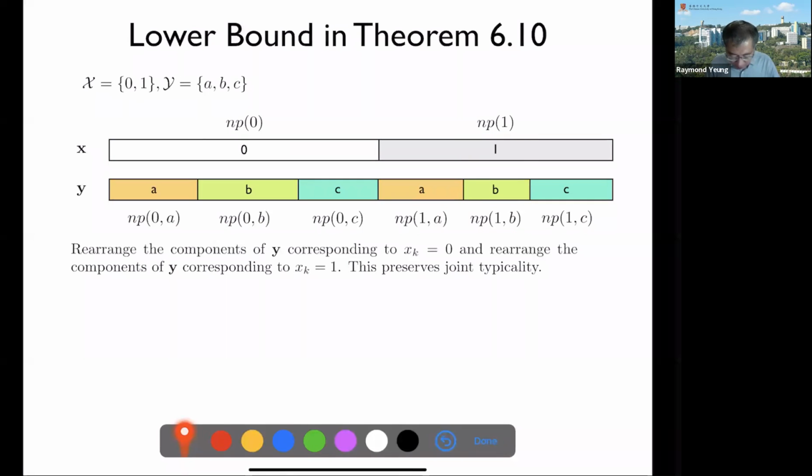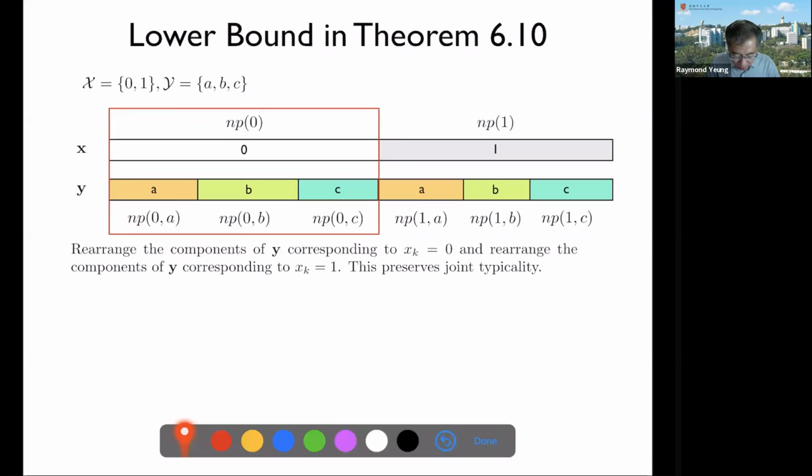Now I draw the picture such that all the zeros occur on the left-hand side and all the ones occur on the right-hand side. But this actually doesn't matter, even if they're not like this. For the purpose of the subsequent counting, it doesn't make any difference. I just rearrange the zeros and ones in this way so that you can see it clearly.